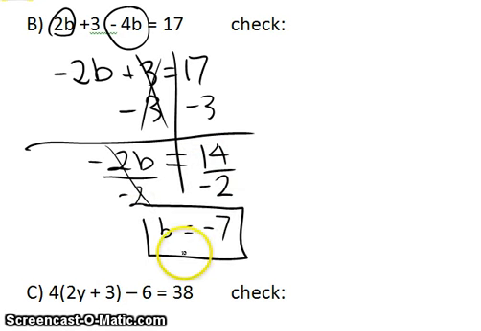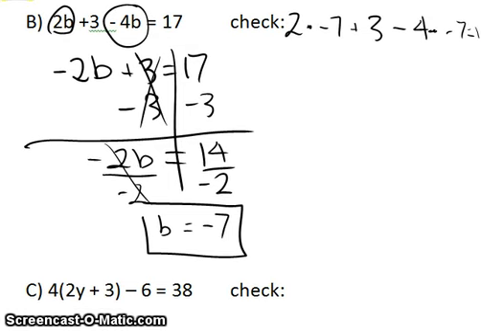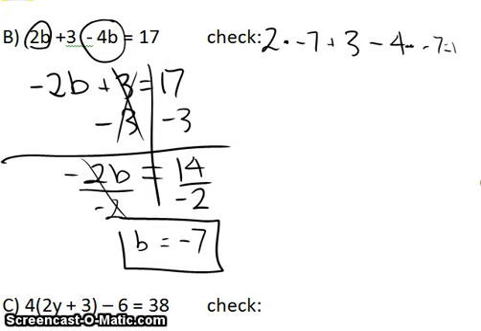I checked that by plugging negative 7 back into my equation everywhere I had a b. So I'm going to write 2 times negative 7 instead of 2 times b, plus 3 minus 4 times negative 7. And that's supposed to equal 17. I do my order of operations. So I multiply first. That gives me negative 14. Negative 4 times negative 7 gives me a positive 28.